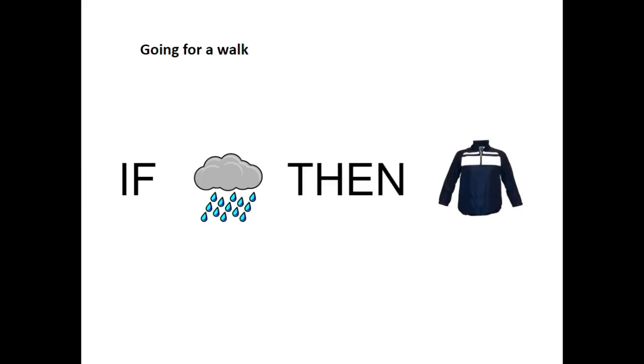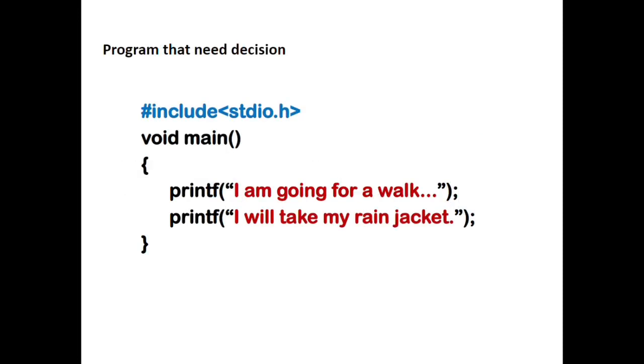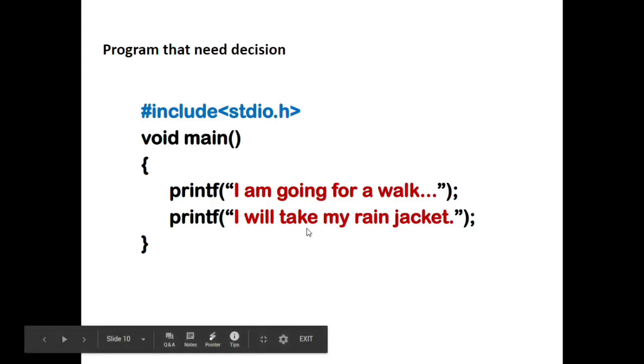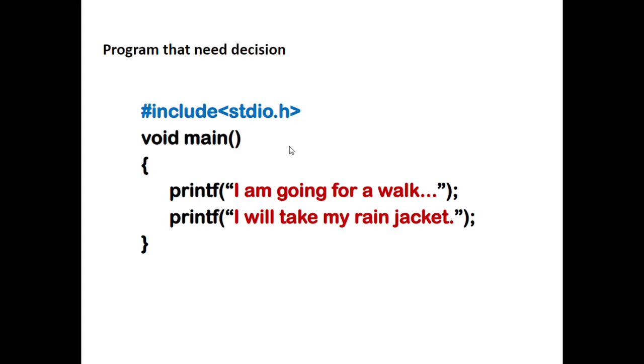So let's see a scenario, let's see an analogy. I'm going for a walk. So if it rains, then I wear a sweatshirt or a raincoat. So here, if you can see properly, there is a condition given. Similarly, if I'm trying to write a program for that, it is a program that needs a decision. So here the program is simple. I'm going for a walk. I'll take my rain jacket, sweatshirt, etc.